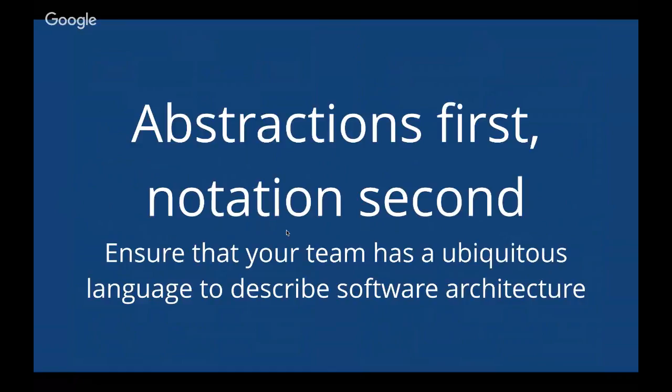So the final takeaway really is abstractions first, notation second. Whenever you go back to your teams and you start creating diagrams, stop, pause, figure out what types of abstractions you want to use to describe your static structure, and then let your notation evolve as a secondary thing. Make sure your team has ubiquitous language to describe their architecture.